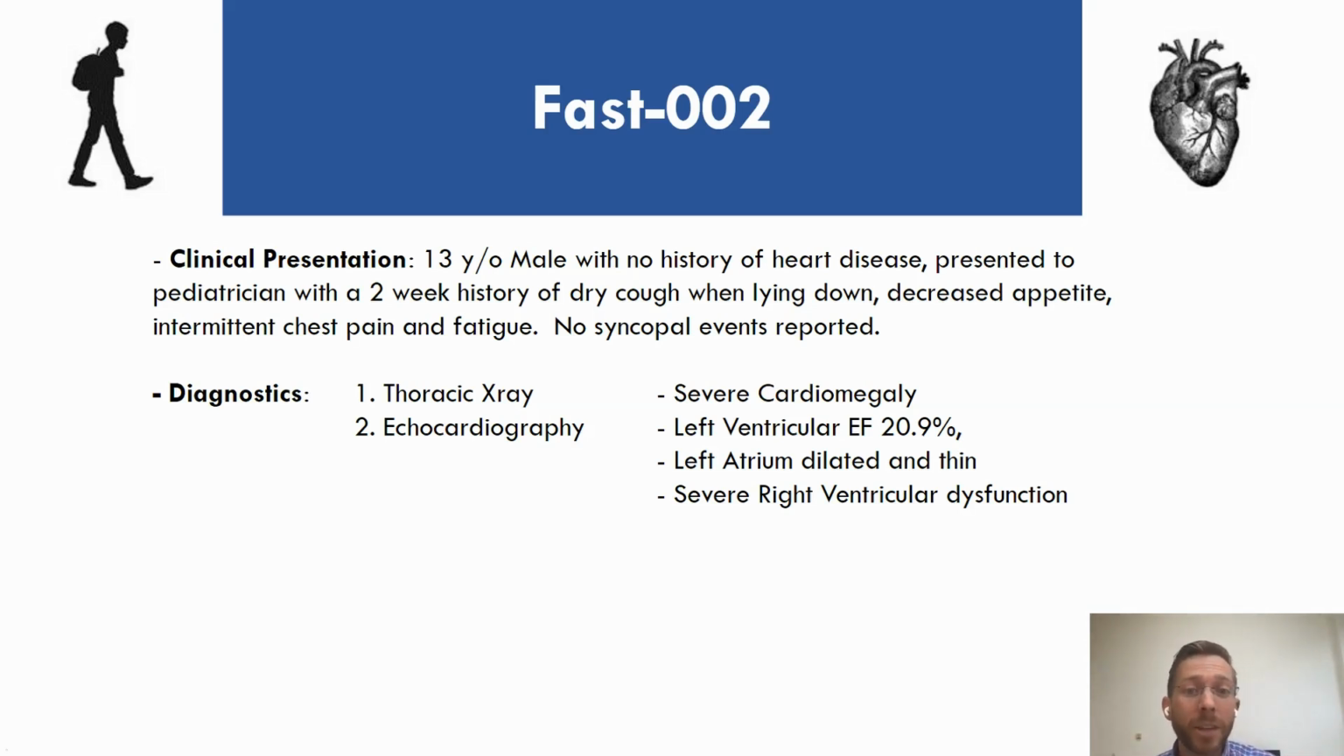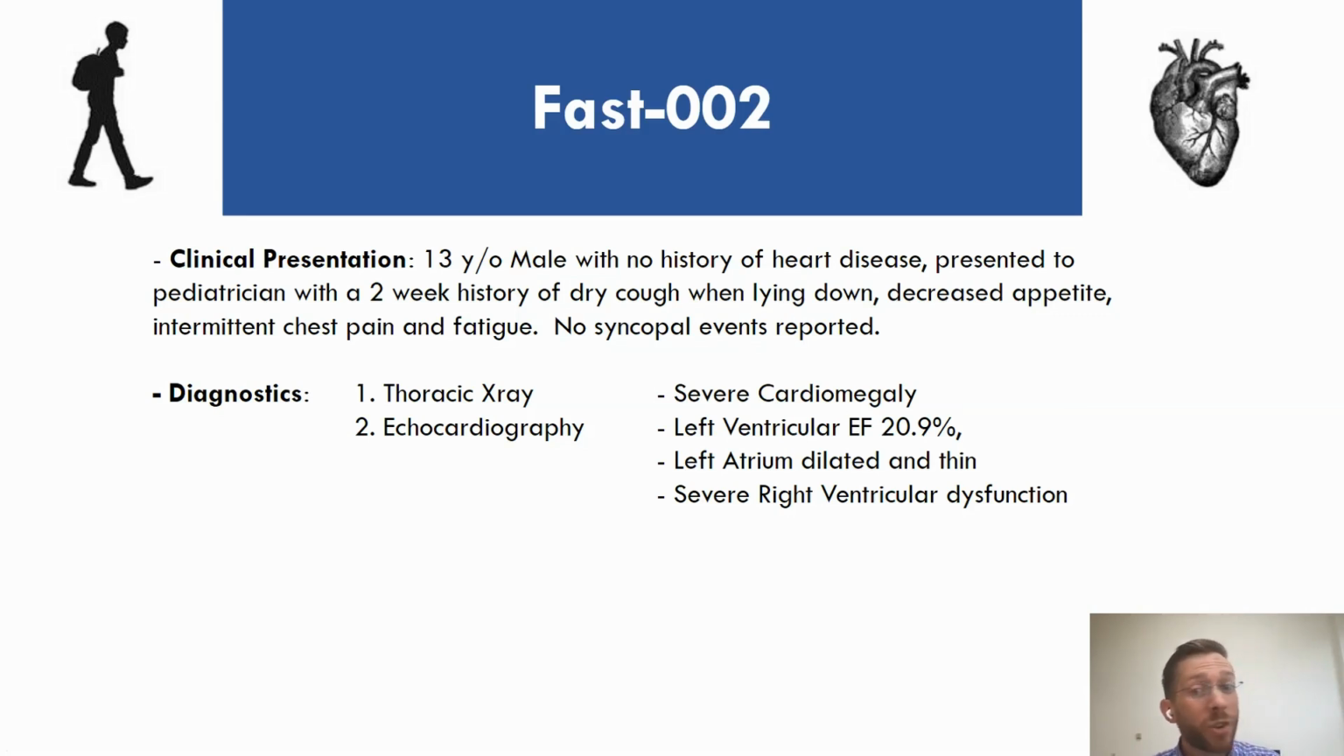So the next thing the pediatrician decided was to order echocardiography, which is an ultrasonography of the heart. And at the time, the patient was identified to have a left ventricular ejection fraction of 29%. Now, a normal ejection fraction, or a left ejection fraction, is going to be anywhere between 45 and 55%. So this patient having an ejection fraction of 29% was severely compromised.